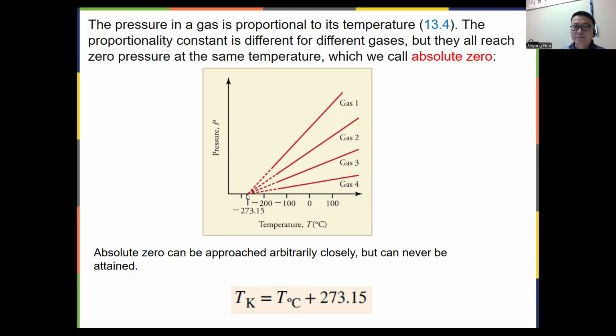Because the pressure is proportional to temperature, when the pressure is zero at this point, it represents that there's no movement of molecules. So that's the absolute temperature. Then the zero of the Kelvin scale is defined at absolute zero, which is minus 273.15 degrees Celsius. So temperature in Celsius plus 273.15 will be temperature in Kelvin.